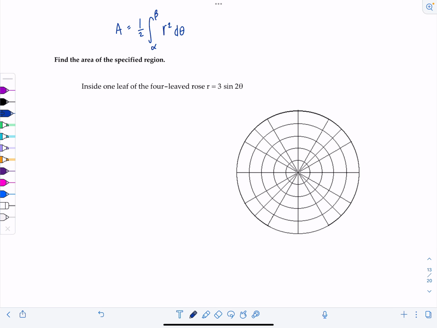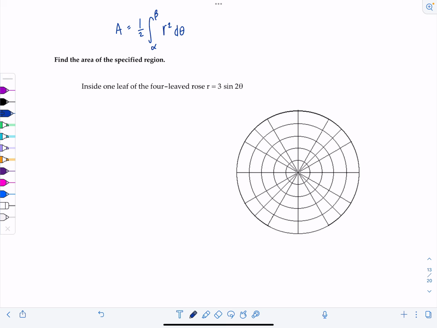Okay, so this problem says find the area inside one leaf of the 4-leaved rose r equals 3 sine 2 theta. And I put a little polar graph there because, even though the problem doesn't say graph, in order to figure out the limits of integration, you should graph. This is going to be a repeated theme, especially when you get to Calc 3, if you get there. There are all sorts of problems where they won't tell you to graph, but you can't even set them up without a graph. You just got to be a little graphing machine.